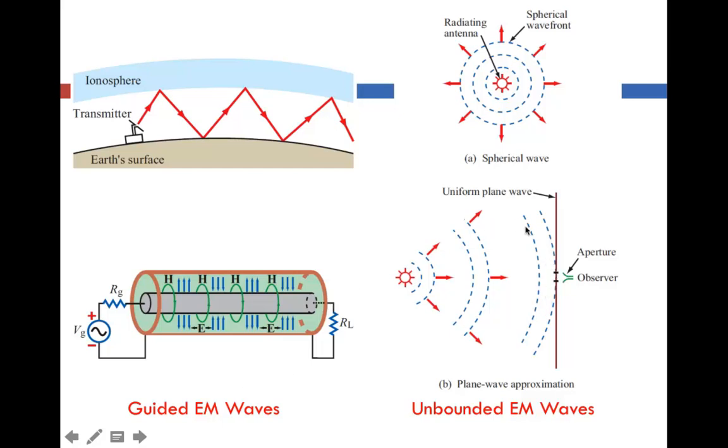So for the remainder of this chapter, or at least for most of this chapter, we're going to be talking about what's referred to as a uniform plane wave. In a uniform plane wave, the direction of propagation is perpendicular to the electric field, which is perpendicular to the magnetic field.